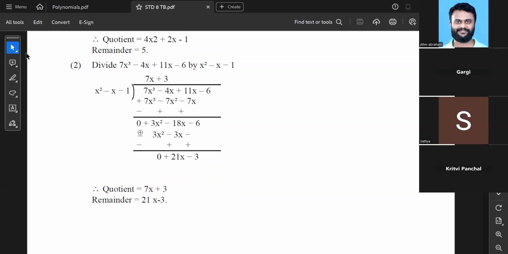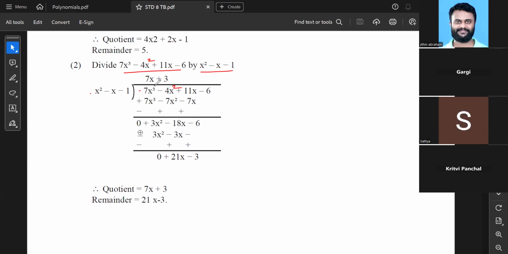Here. Now, this is also a polynomial. Both of them are polynomials. I don't think so. I think this is 4x square. This should be 4x square. Yep. Let's see anyway.